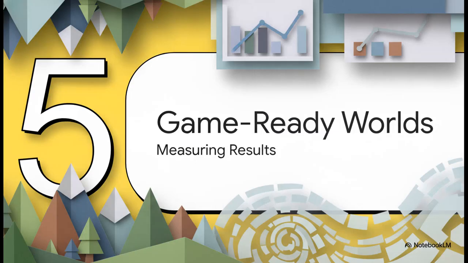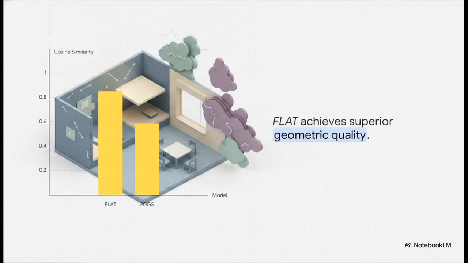Section 5. Instant Game-Ready Worlds, Measuring the Results. We know the theory makes sense, but when we look at the data, the difference is just brilliant. And this brilliantly illustrates FLAT's massive lead. This chart measures geometric quality using a metric called cosine similarity that basically scores how closely the AI's generated surface angles match the actual physical reality of a room.